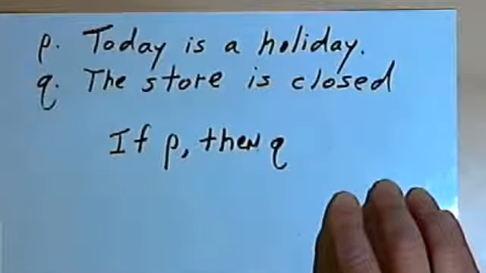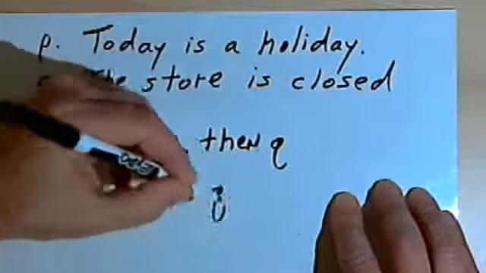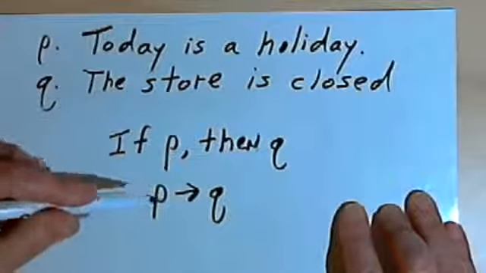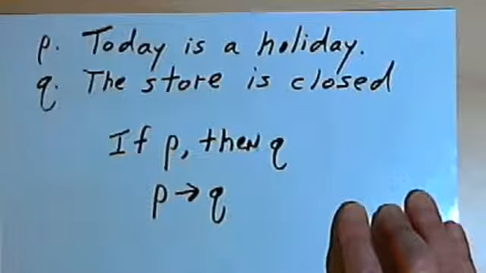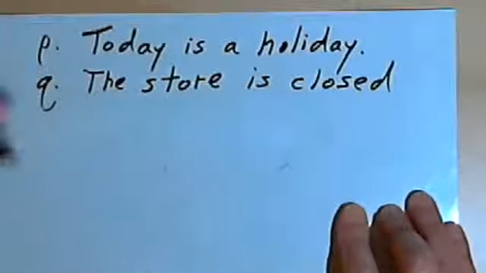And I can write this with symbols. I can just put a P in and an arrow and a Q, with the arrow going from the P to the Q. And this is read as if P, then Q. Sometimes it's read as P implies Q. Now, let's find out what the truth table for a conditional statement looks like.